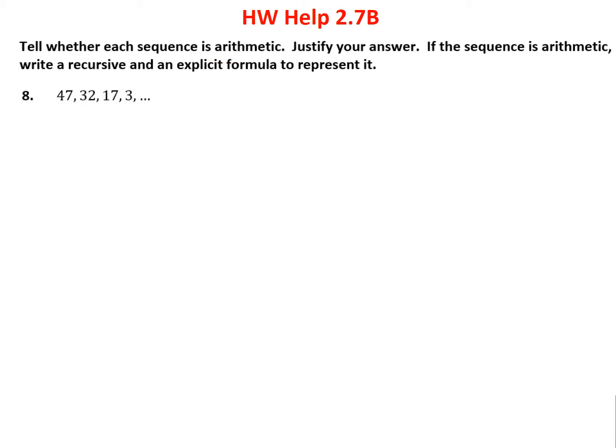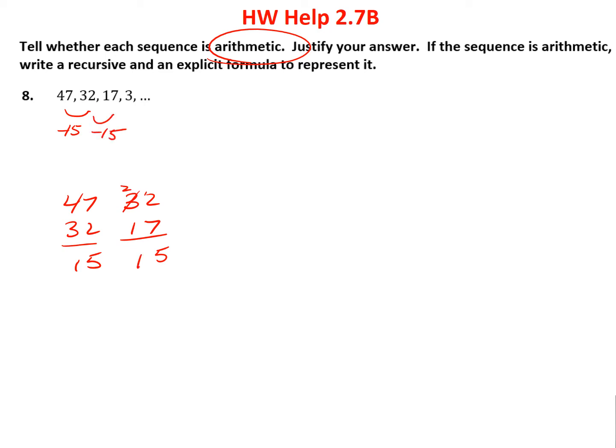All right, let's look again, see if it's arithmetic. 47 minus 32, 15. Subtract 15. 32 minus 17, 12 minus 5 is 15. We borrowed 1 here, carry the 1. 15, so we went down 15 again. And then the last one, 17 minus 3, that's 14.